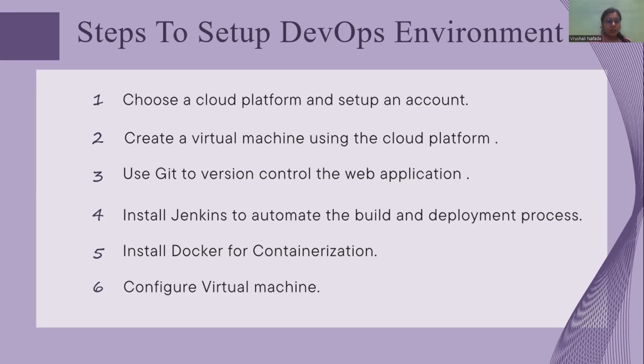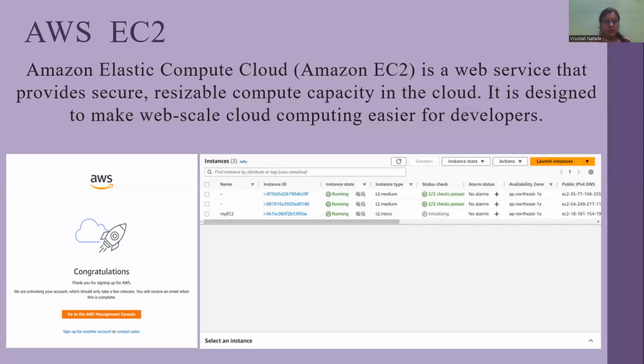Third step is to use Git for version control of our web application. Fourth step is to install Jenkins to automate the build and deployment process. Fifth stage is installation of Docker for containerization, and sixth is configuring virtual machines. So first of all, what is Amazon AWS? What is an Amazon AWS EC2 instance?